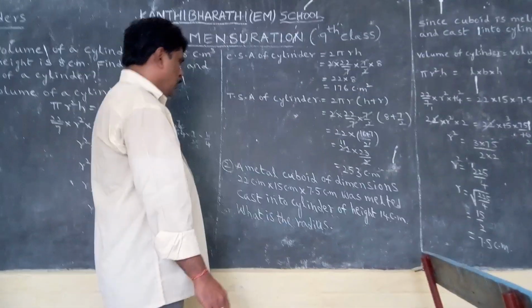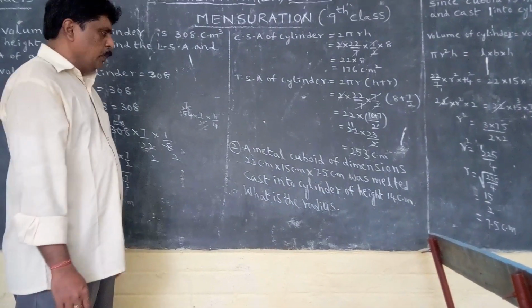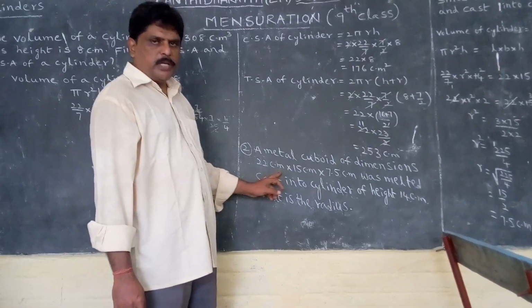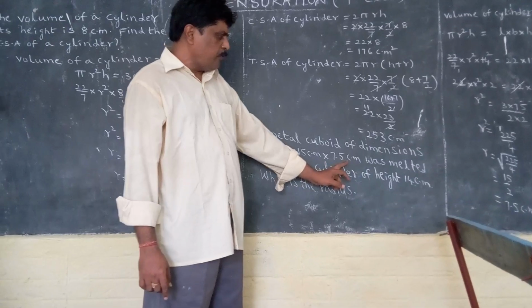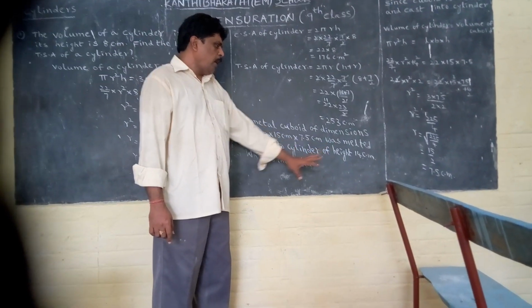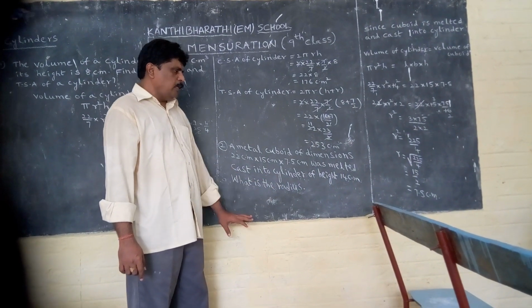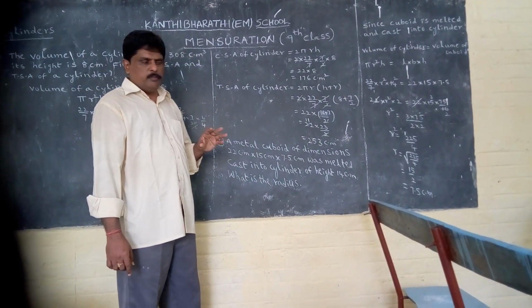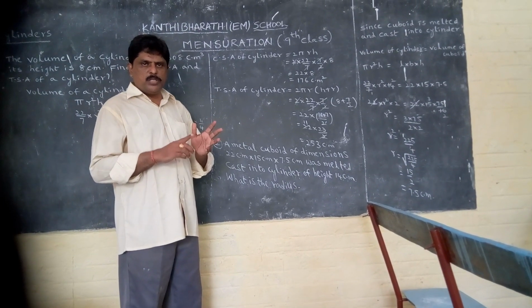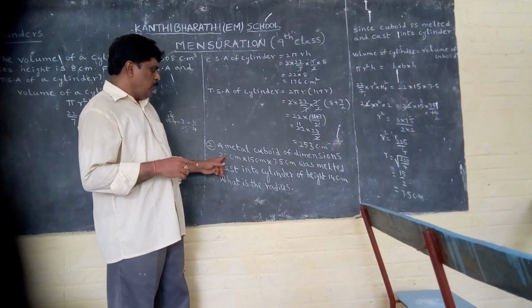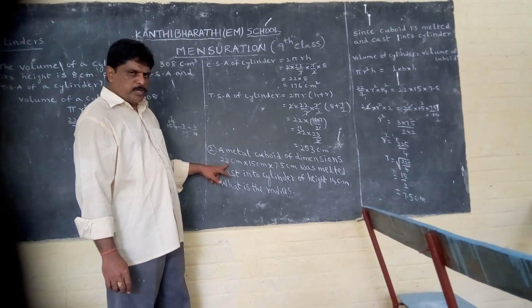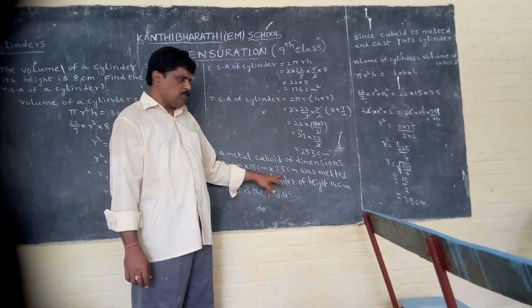Then I gave another sum for you. Here a metal cuboid of dimensions 22 centimeters into 15 centimeters and 7.5 centimeters was melted and cast into a cylinder of height 14 centimeters. What is the radius? First of all, I have to understand the sum. Here one cuboid is there. You already know that a cuboid has dimensions length, breadth and height. So here he gave the dimensions of the cuboid, length is 22 centimeters, breadth is 15 centimeters and height is 7.5 centimeters.